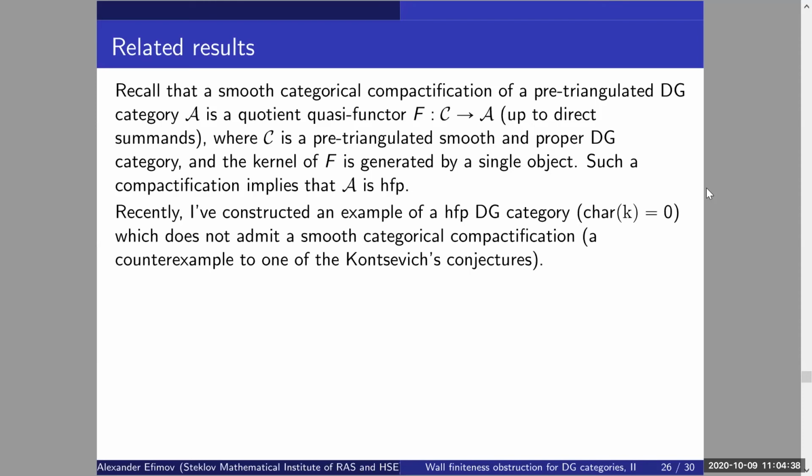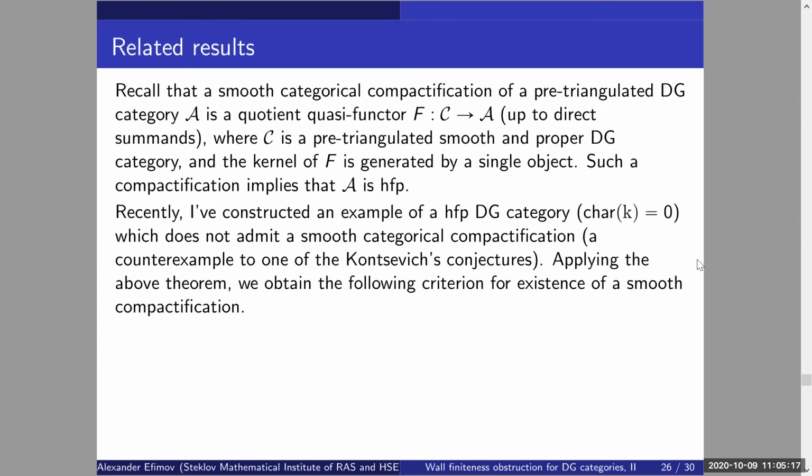It is also a counterexample to one of the conjectures of Kontsevich, this generalized version of Hodge-to-de Rham degeneration for smooth and for proper DG categories, but not simultaneously smooth and proper. So there were two conjectures, and I think Dima mentioned a counterexample to the conjecture for proper DG categories. This is a counterexample to the conjecture for smooth DG categories, which is in fact homotopically finite, and it also gives an example of a category which cannot be compactified.